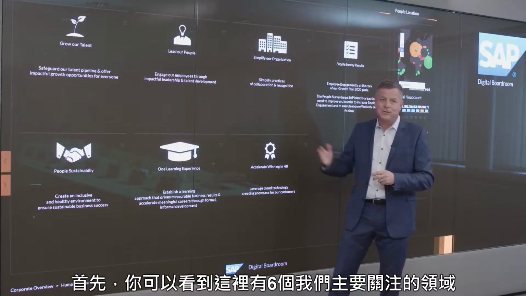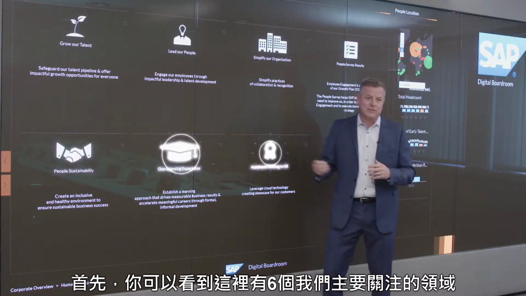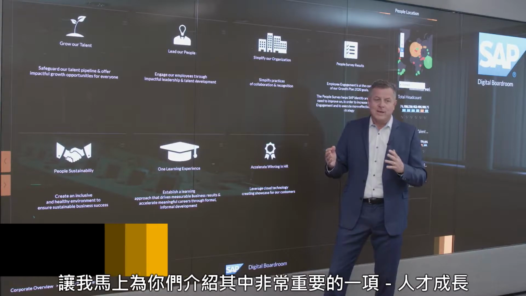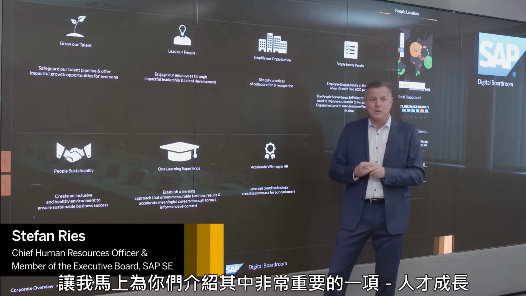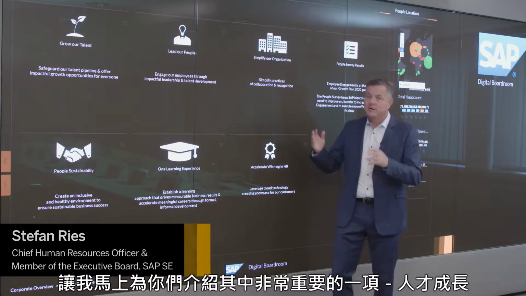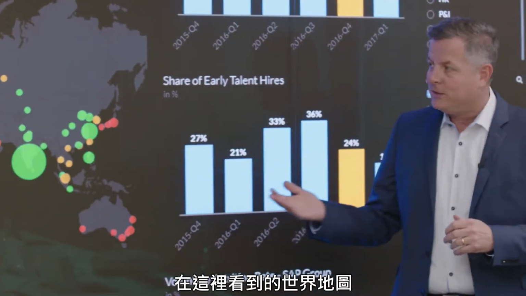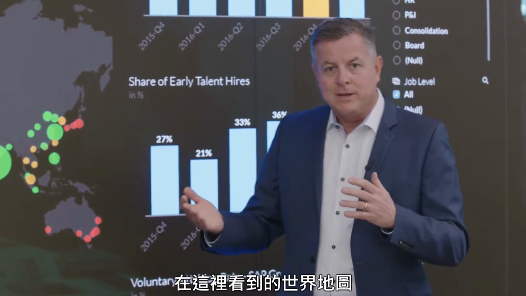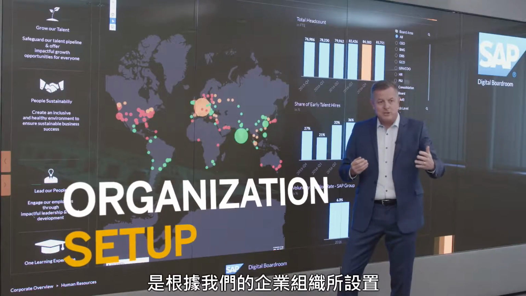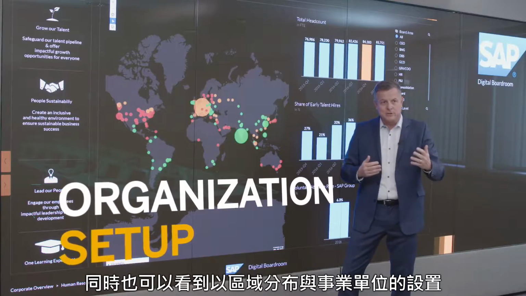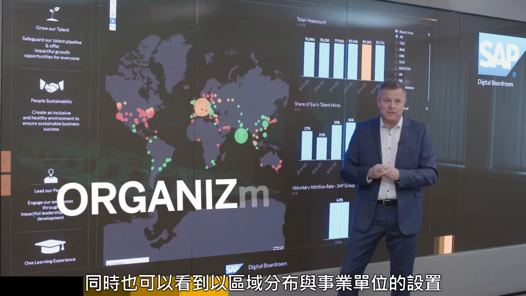First of all, you see here 6 areas where we are mainly focusing on. And let me jump immediately into one which is very important, called Grow Our Talent. What you see here is basically our world map in terms of our organizational setup, but also our regional split as well as our business unit setup.